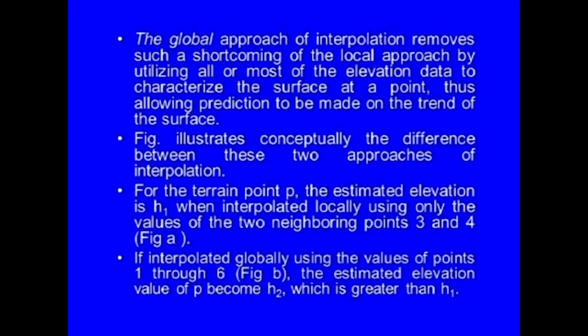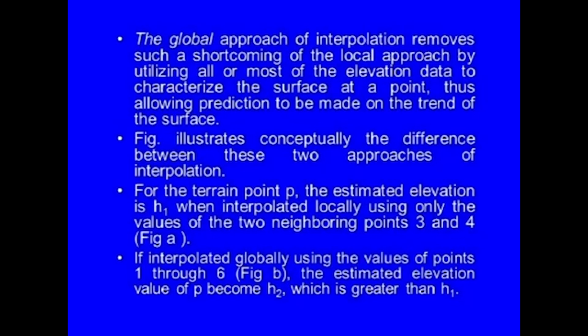The global approach of interpolation removes such a shortcoming of the local approach by utilizing all or most of the elevation data to characterize the surface at a point, thus allowing prediction to be made on the trend of the surface. The next figure illustrates conceptually the difference between the two approaches of interpolation.